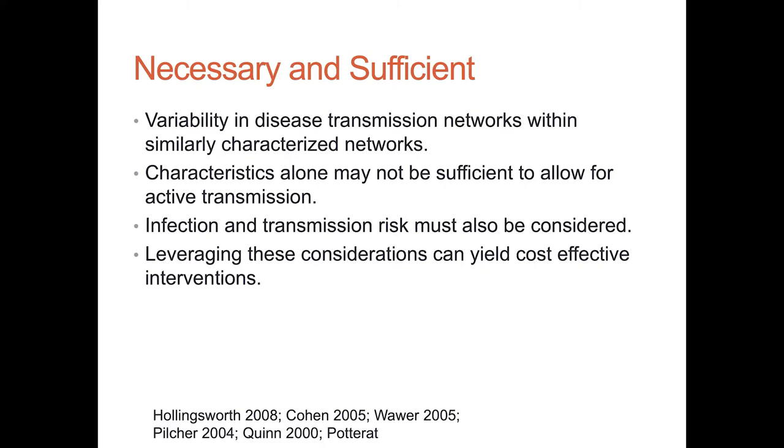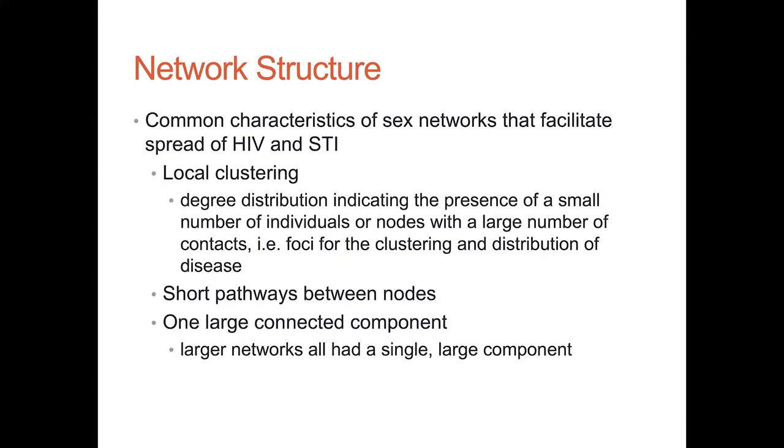In part, this may be because it is not just these characteristics alone that allow for active transmission. Rather, it is the combination and interaction of these network characteristics brought together in space and time that allow for active transmission. And indeed, another necessary element is infection and transmission risk. That is, there have to be individuals who are infected and then uninfected individuals for there to be transmission.